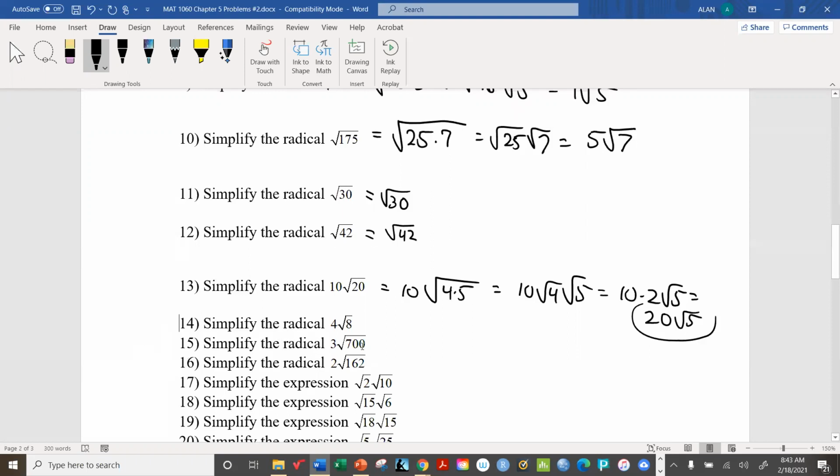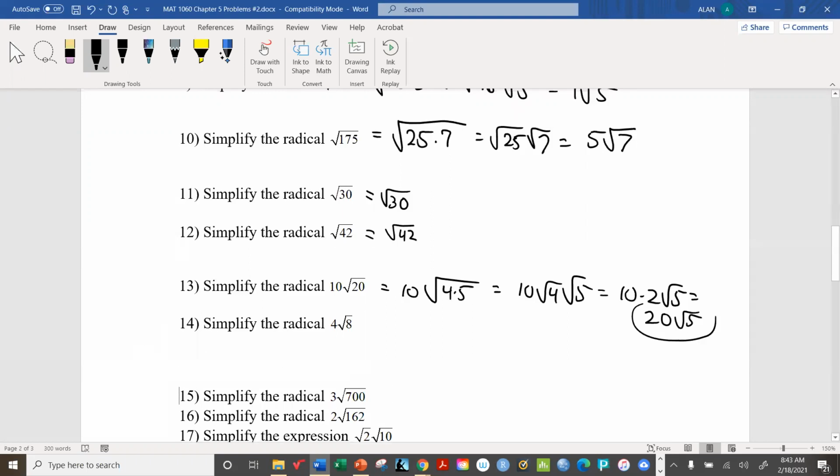How about 4 radical 8? Well, let's see. The 8 has as its factors 4 and 2. What do you know? So we'll have 4 times 2 times radical 2, and we end up with 8 radical 2.